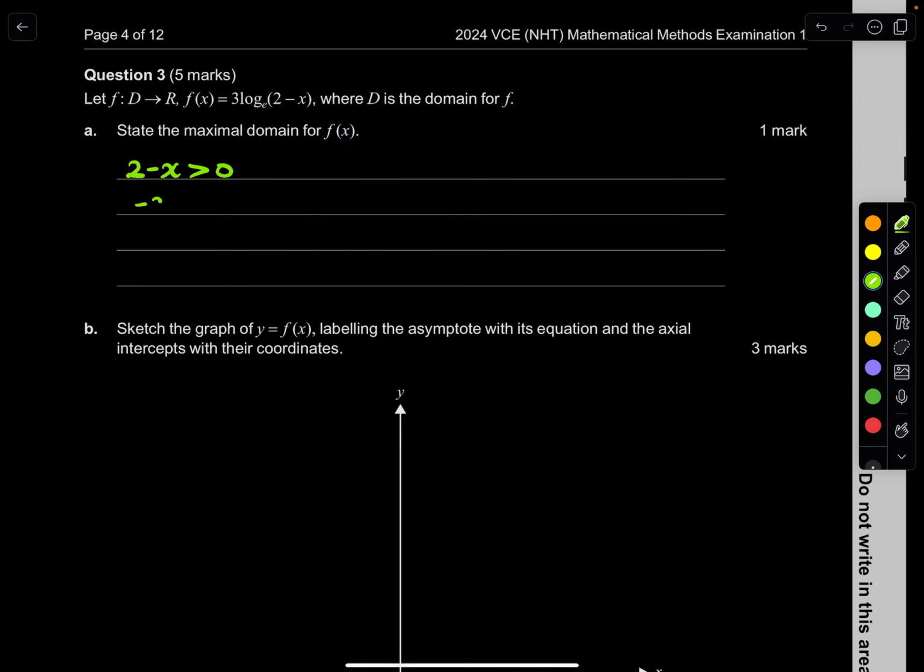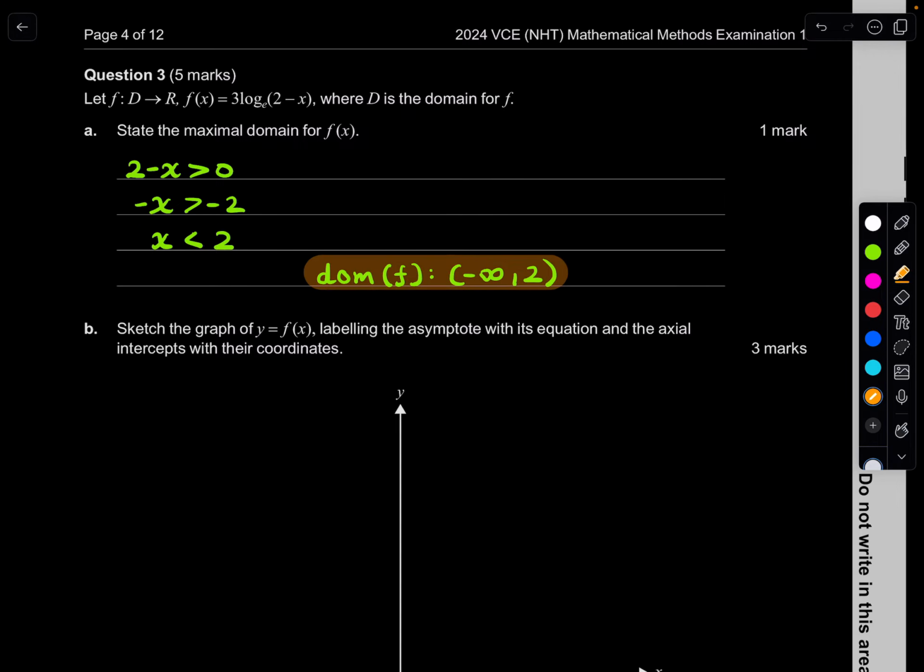So minus 2 on both sides. We get this. Divide both sides by minus 1. But be careful. Because it is an inequality, if you divide by a negative number, the inequality sign changes. So x is less than 2. Hence, this is your domain. So your domain of f is negative infinity to 2, non-included. So 2 is not included. Beautiful. So let's highlight that.